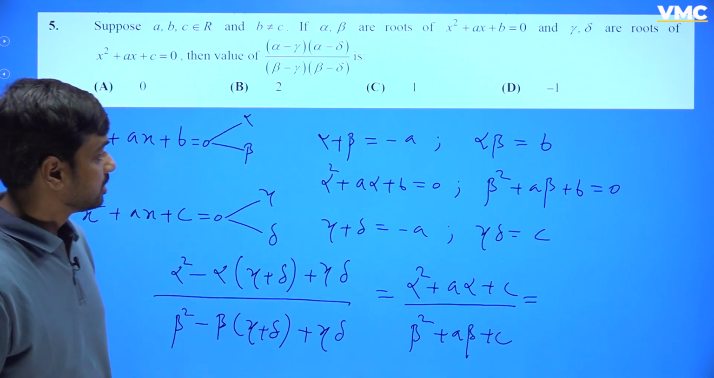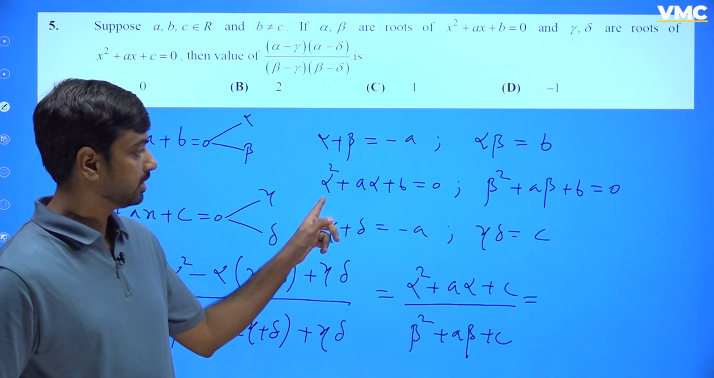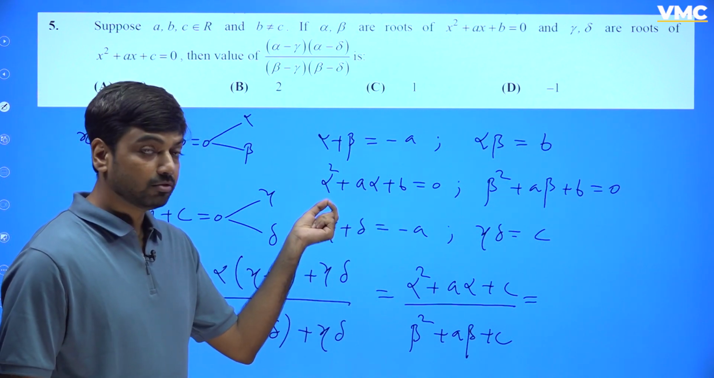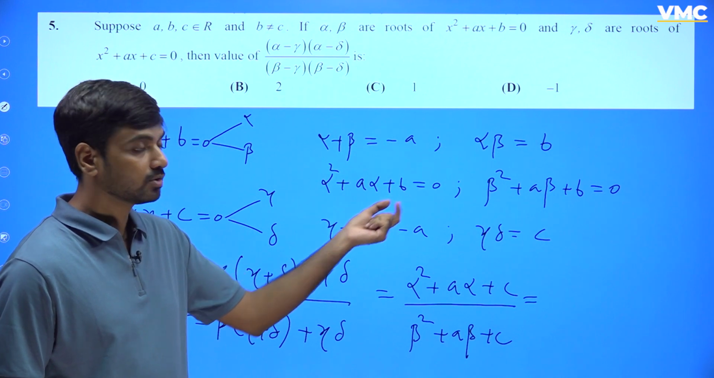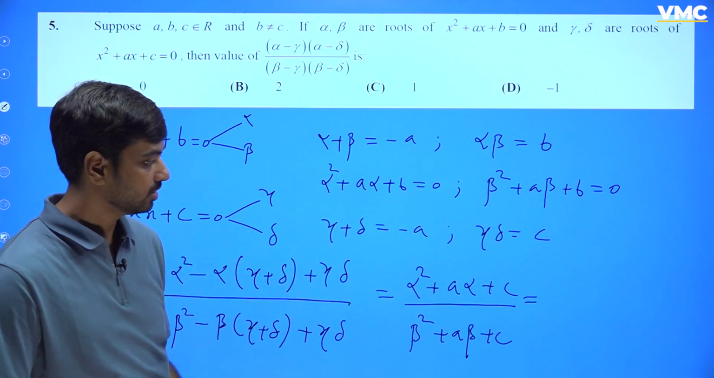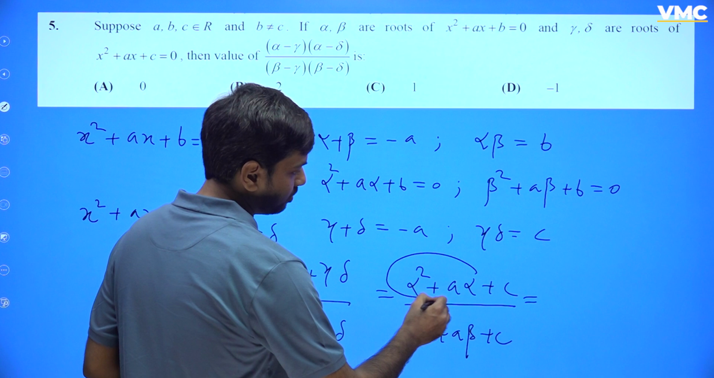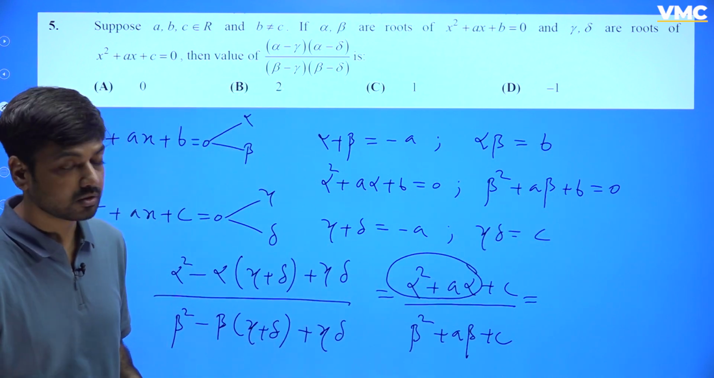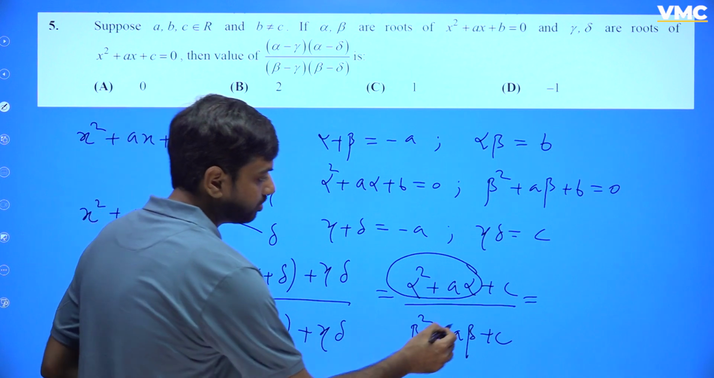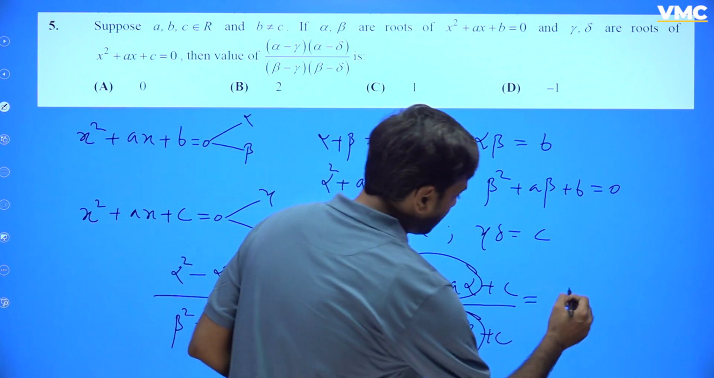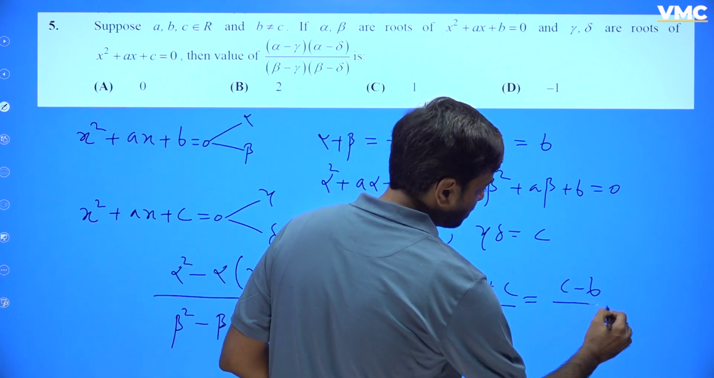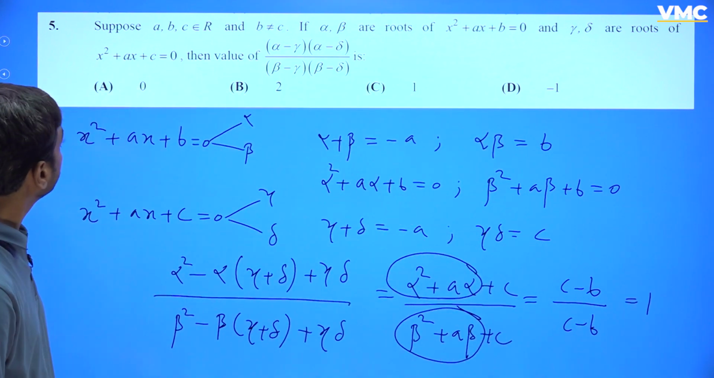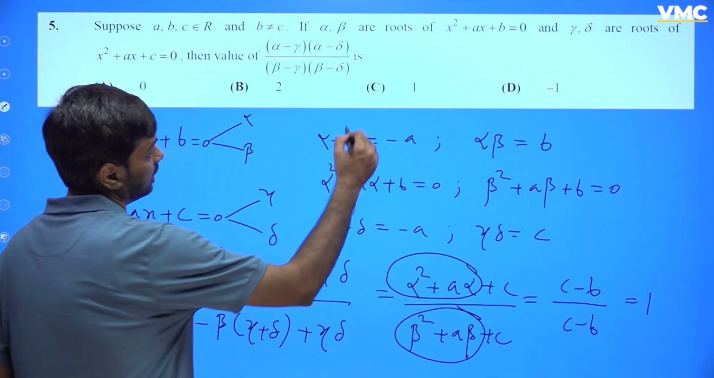Now what after this? As you can see, alpha square plus a alpha plus b is equal to 0. So the value of alpha square plus a alpha is equal to minus b. So I will substitute minus b in this portion. And beta square plus a beta plus b is also equal to 0, so here also I will substitute minus b. So after substituting minus b, we have c minus b upon c minus b, and that gives you 1. So for question number 5, the answer is 1.